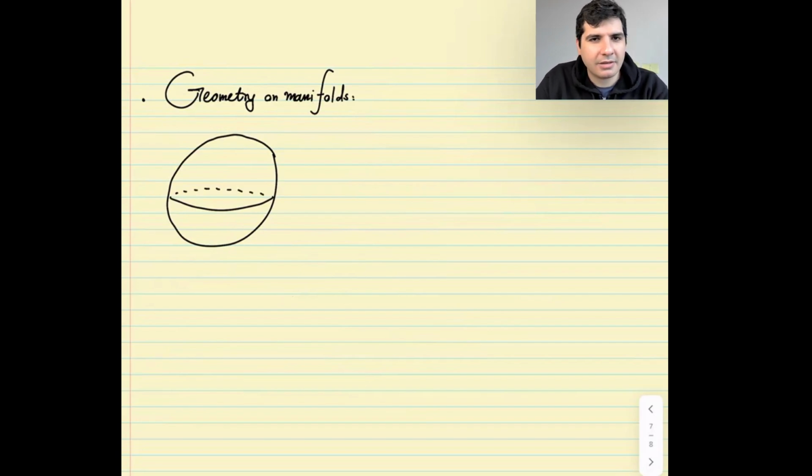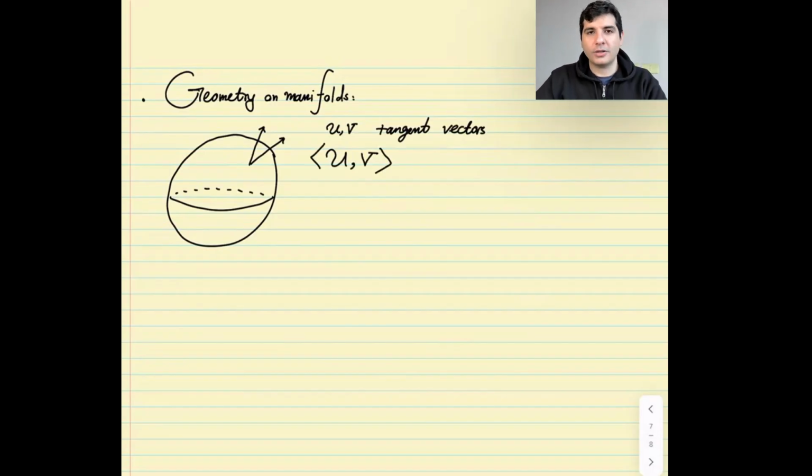But you might say this is not a vector space. How would you do an inner product? Or what does it mean? I want to be able to define the inner product of any two tangent vectors u and v, tangent to the manifold at any point. So let's say u and v are two tangent vectors at some point. I want to define the inner product of u and v. So we want to have a notion of inner product on tangent spaces at different points.